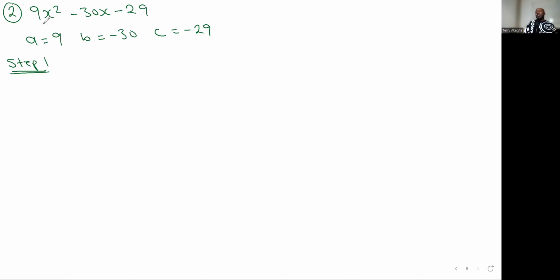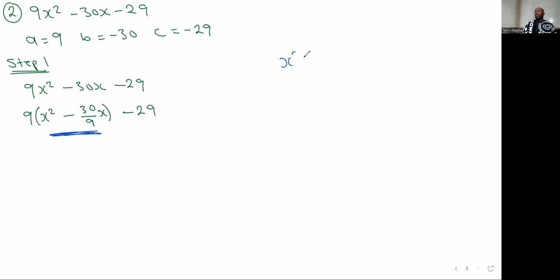So the first thing is that step 1, we need to factorize. So we have 9x squared minus 30x minus 29. So you divide each of this by A. So you bring this divided by A, so it's going to give you x squared minus 30 over 9x minus 29. Like I said, we're going to use the method we learned in the last video. We're going to apply completing the square to this bracket only.